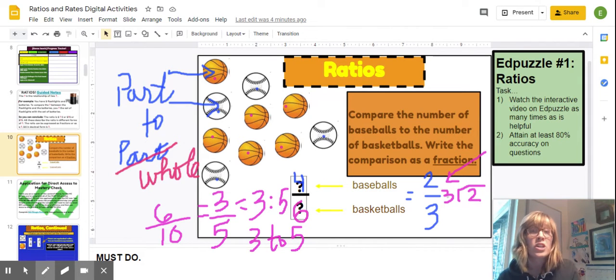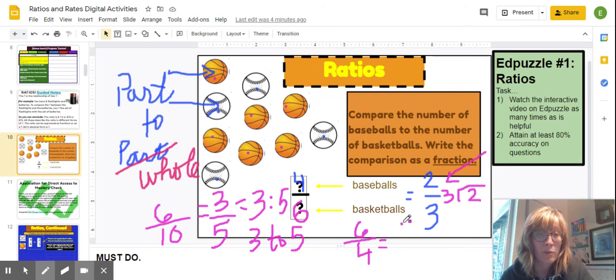So these are ratios thinking about part to part, basketballs to baseballs, or part to whole, basketballs to the whole quantity of balls. What you want to really remember is that things can change if you change the order. In this case, we have baseballs to basketballs, a 4 to 6 ratio. But if you did not label and just put some numbers out there, you might end up with the opposite. You might end up with a 6 to 4 ratio. Well, that's very different, right?